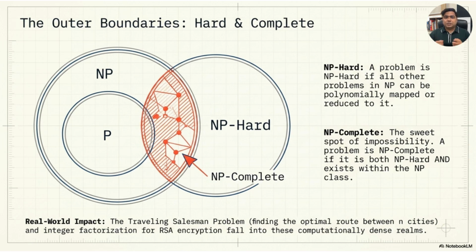Another example is integer factorization, which is important in cryptography. Modern security systems, including systems related to RSA encryption, depend on the difficulty of factoring very large numbers. So these concepts are not only theoretical, they influence cybersecurity, route optimization, scheduling, and many real world computational systems.